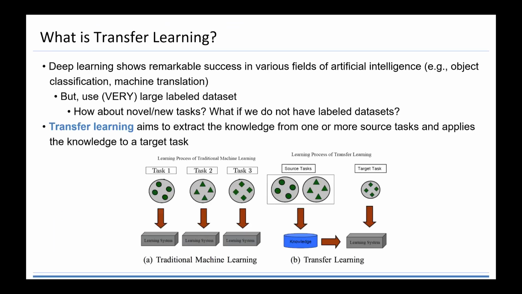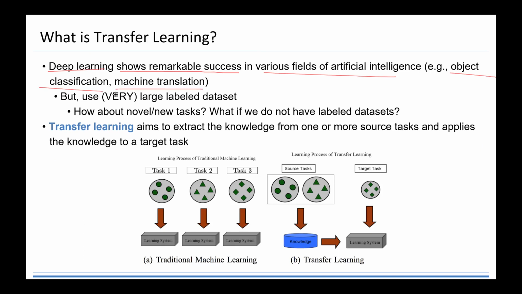So transfer learning. What is transfer learning? We learned already about deep learning. Deep learning shows remarkable success in various fields of artificial intelligence. And you already know how we can apply artificial intelligence with deep learning in NLP, natural language processing. If it is related to vision, you can do object classification. If you do NLP, you can use machine translation and so on.